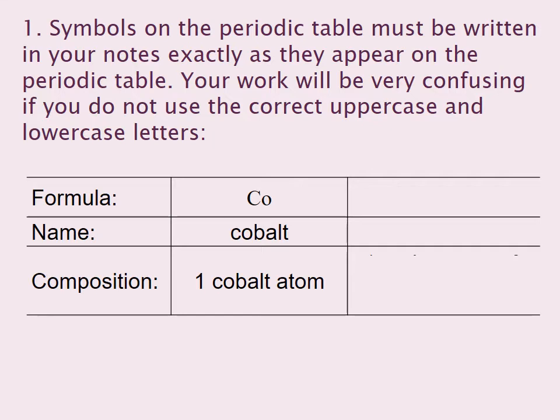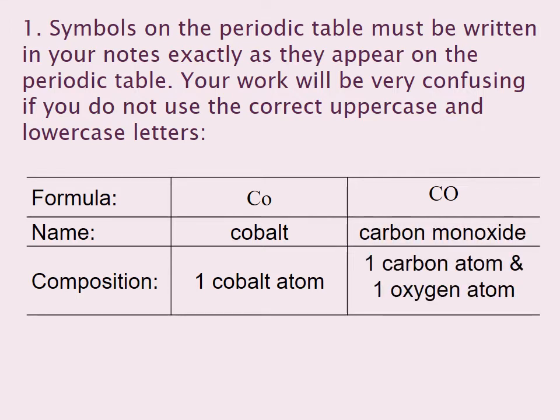But if instead of writing capital C, small o, you write capital C, capital O, that is called carbon monoxide. That means you have one carbon atom and one oxygen atom. The two are very different from one another. Cobalt is a metal, carbon monoxide is a poisonous gas.